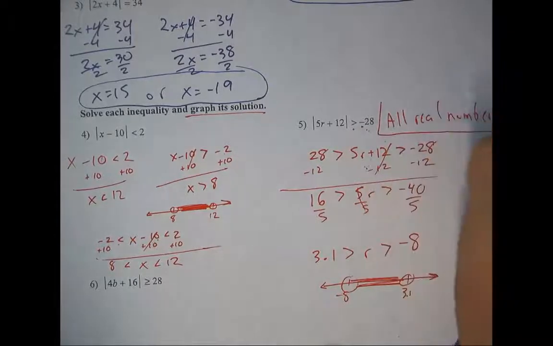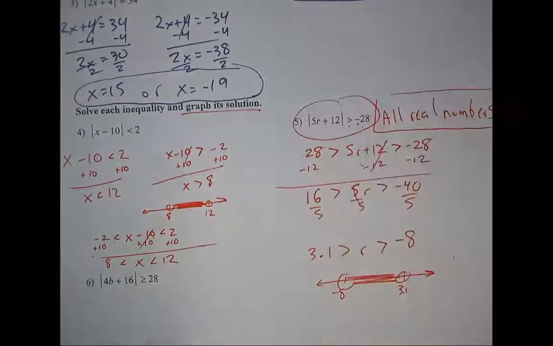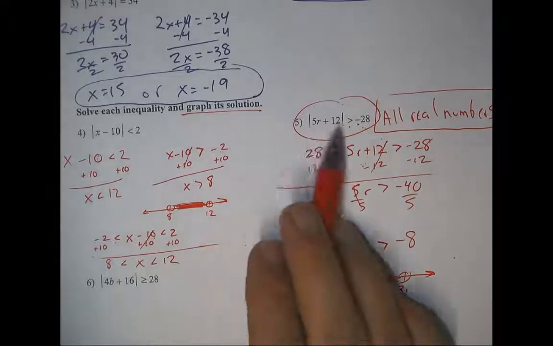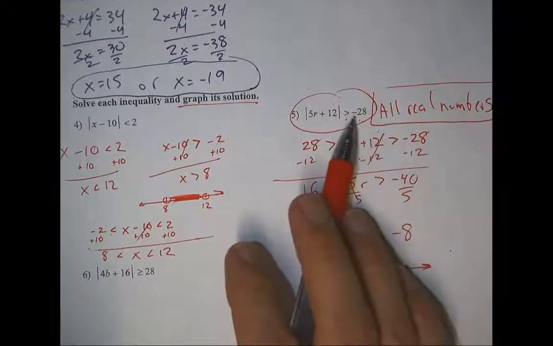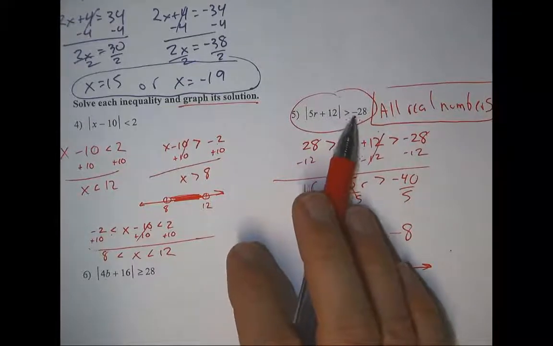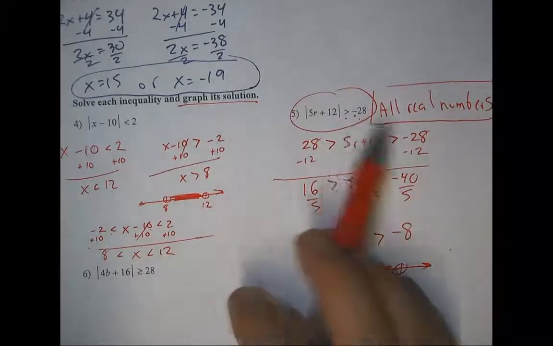So it's a special case. We got to take a look at this and make sure it makes sense. Absolute value will always be greater than negative 28. Any number that I put in here, it's going to work. So whenever you see an absolute value being compared to a negative, you got to have a little bell go off and think, oh, this is a special case.